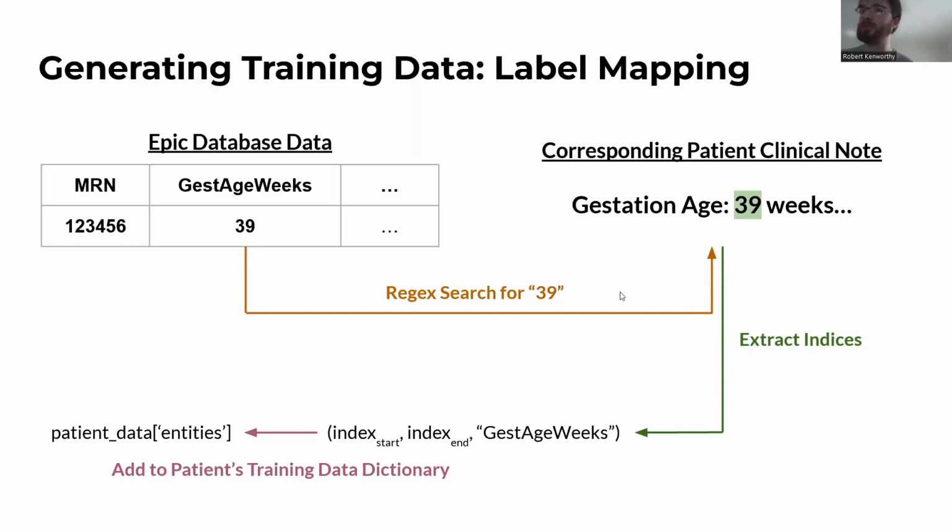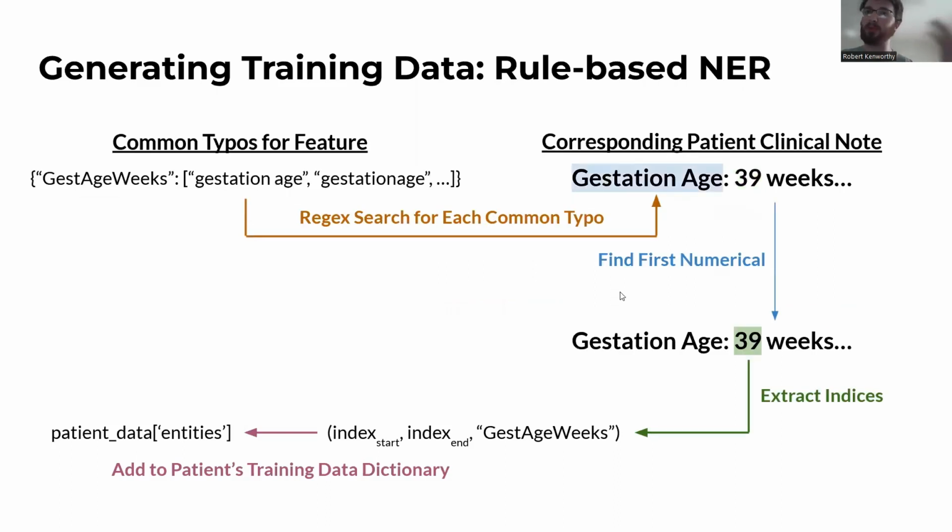We also do rule-based NER, where we look for common abbreviations or typos for the different fields, and we then try to find that within the clinical note. After we have found that specific string, we can then find a numerical value that occurs after it and extract the indices in the same way.